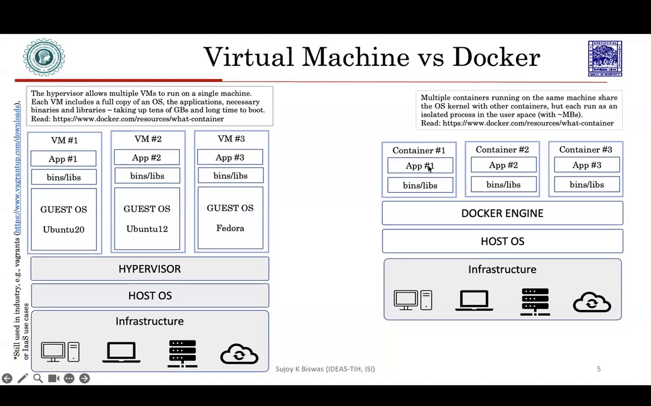And this isolated operating system is running application one. This system is running application two. What are the applications? I would show you. This application may be a Streamlit application. This application may be a MySQL application. This application may be some HTTP server. And they can run this way.